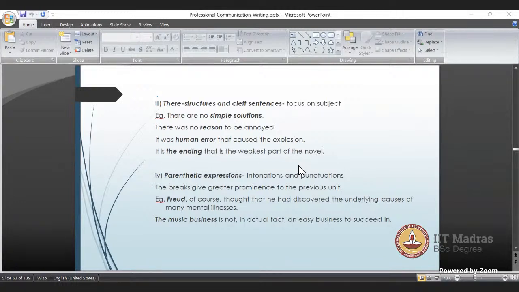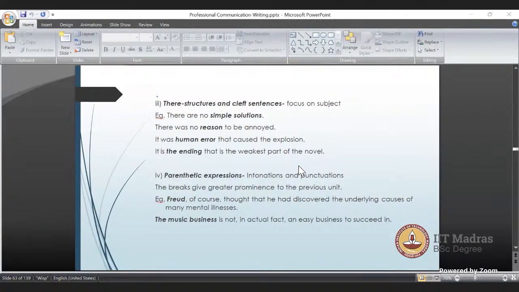Like, look at the example. Freud, of course, thought that he had discovered the underlying causes of many mental illnesses, right? So the most important part of that particular sentence lies on either side of the words 'of course', right? So you have two commas being used around them. There's a comma after Freud and there's also a comma after 'of course', right? Second one, the music business is not, in fact, an easy business to succeed in, right? So in both places, the commas give the required prominence that the phrase needs in both contexts.